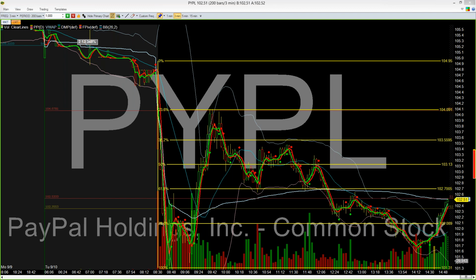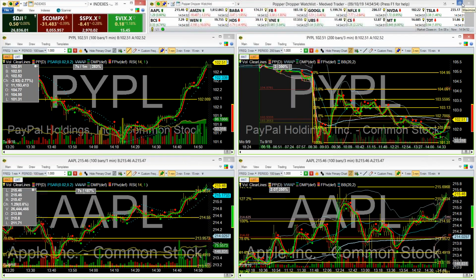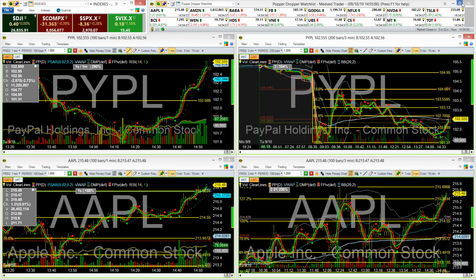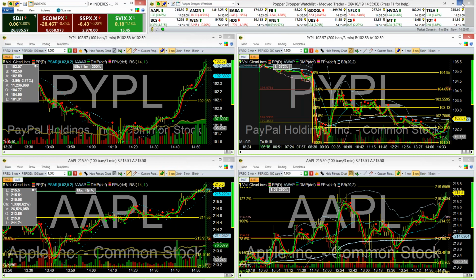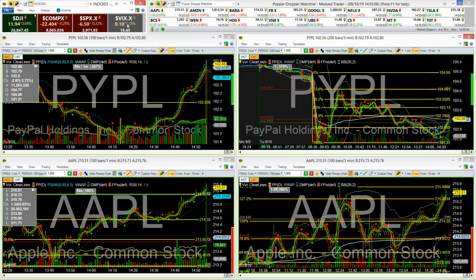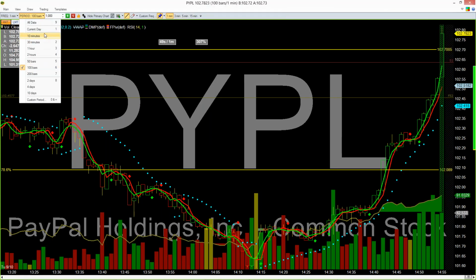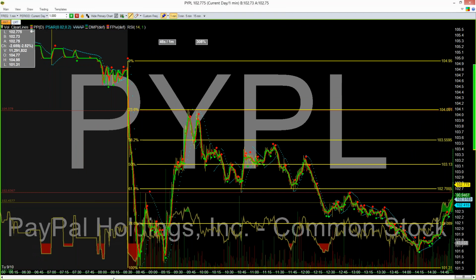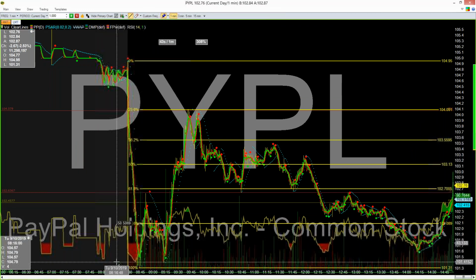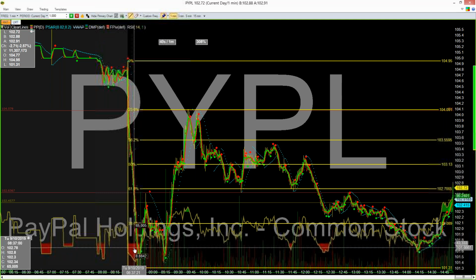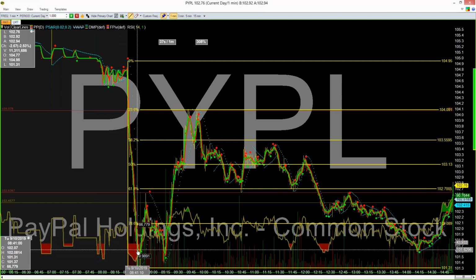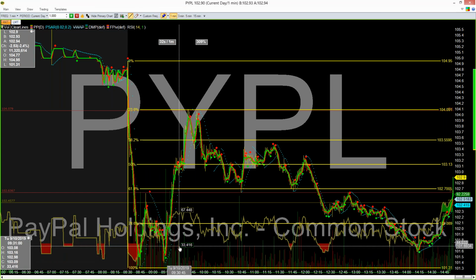Let me look at the 1 minute just to see if there's something else I could have seen. But that's actually beautiful. And you could have bought calls if you trade options. You could have bought 102 calls, I guess, this morning. On the 1 minute, by the way, it was way oversold this morning too. RSI was way down there.